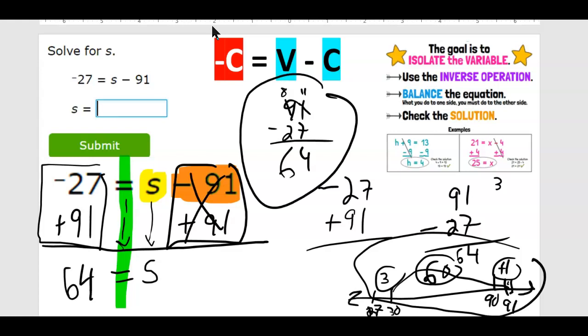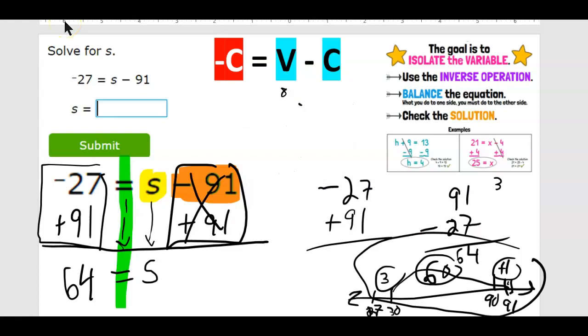Anyway, let's see if we get 64. We've got to check it. Uh-oh, 2 minutes. Okay, so let's make some room. Negative 27 equals S minus 91. Instead of S, I'm going to put in what we got down here, which is 64. 64 minus 91. Something's not right. What did I do wrong?